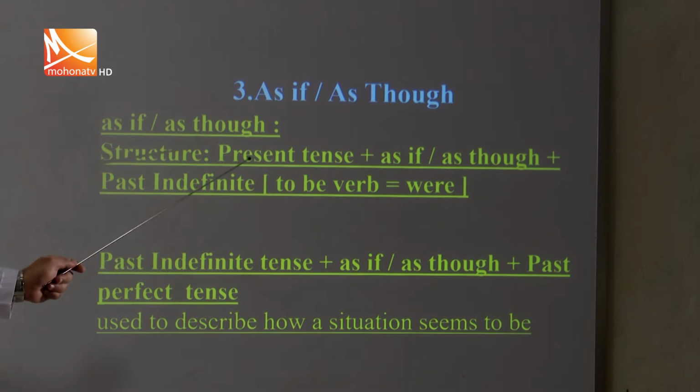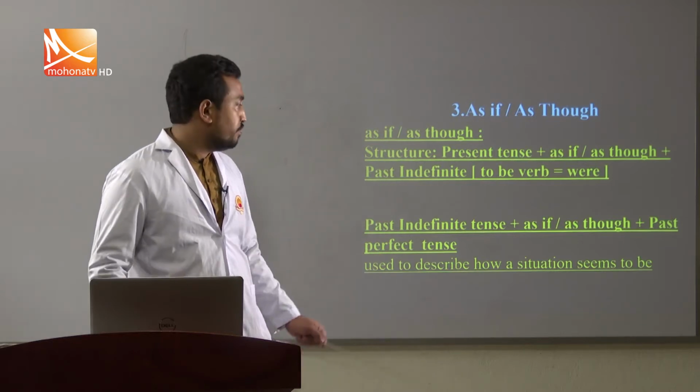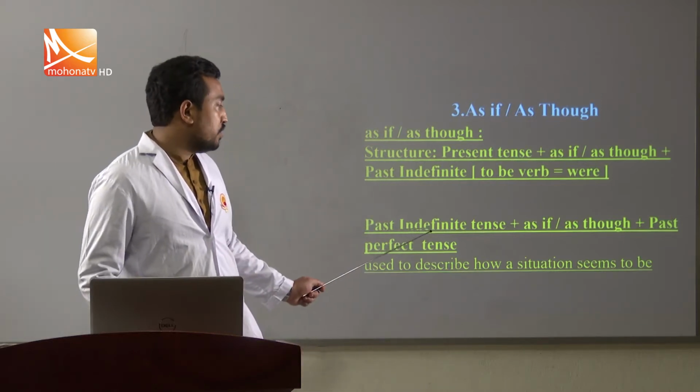After the next clause, we will use past indefinite. If we use the be verb, then we will use were. This is the most conventional rule. There are some exceptional rules of as if; we will learn it later. This one is another conventional rule.